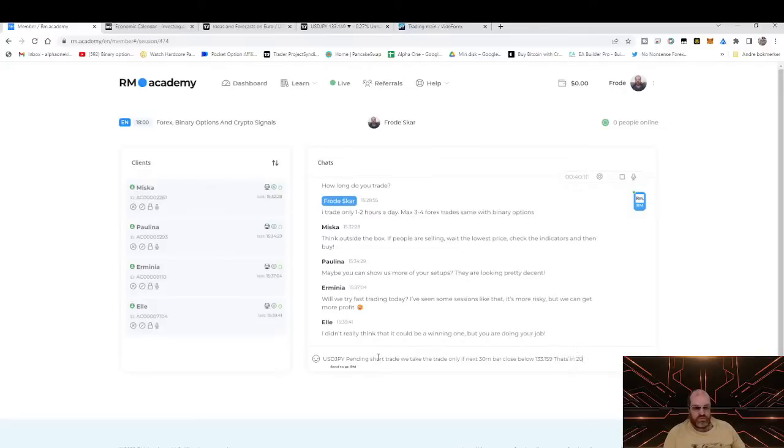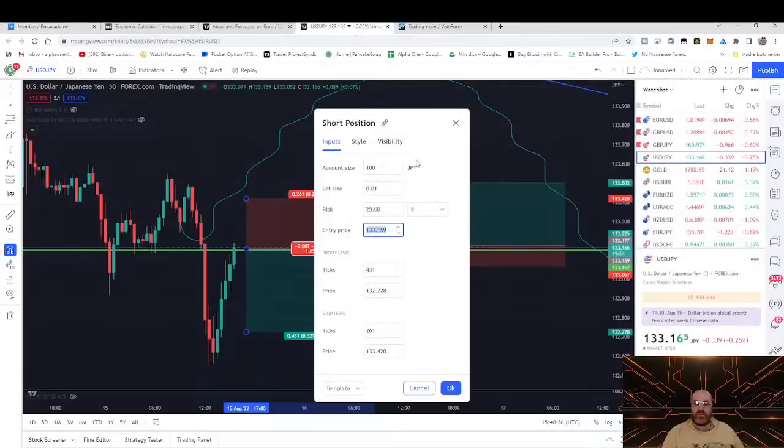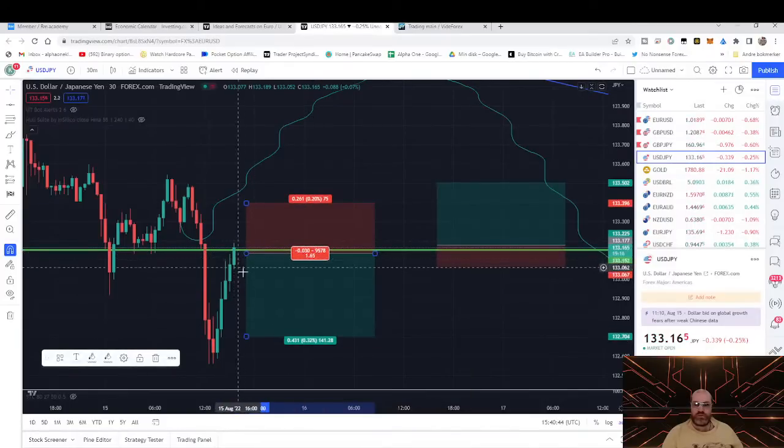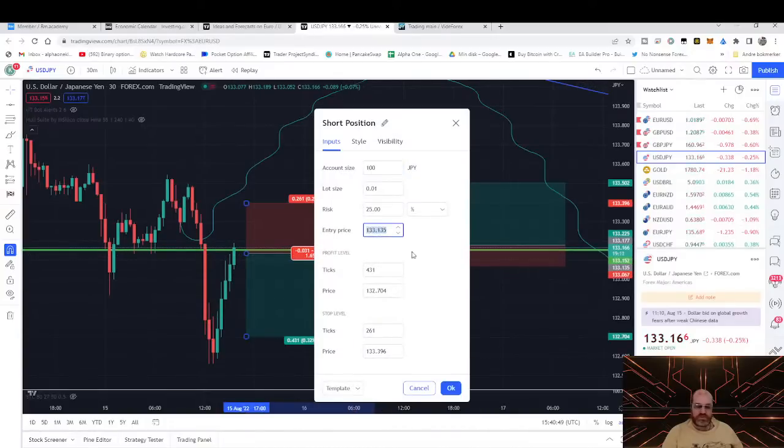That's in 20 minutes. Then we enter at this level, or a little less than. Let's go back. We then move this one to around here. Right now you can see we are crossing above it, but we still need to wait.